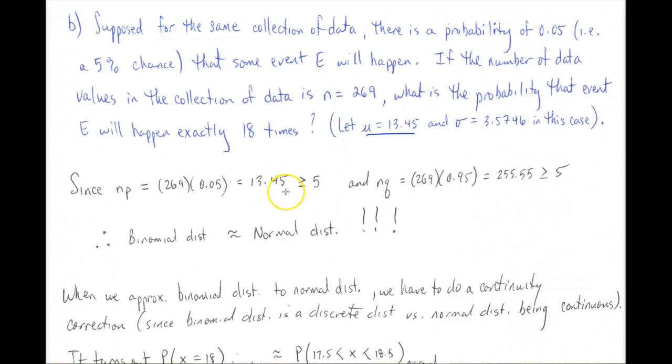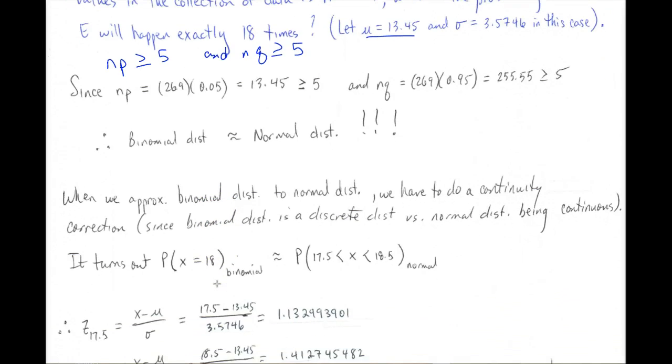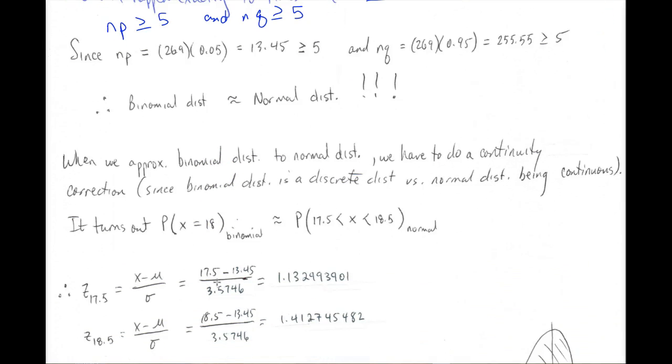With that being said, for a binomial distribution, we test whether it can be approximated as a normal distribution by doing these calculations here. Essentially what we're trying to figure out is: is n times p greater than or equal to 5, and is n times q greater than or equal to 5? Of course, in this case we see that happens, so we can take this binomial distribution and approximate it as a normal distribution. Now the issue here is that binomial distributions are discrete distributions. They're not continuous.